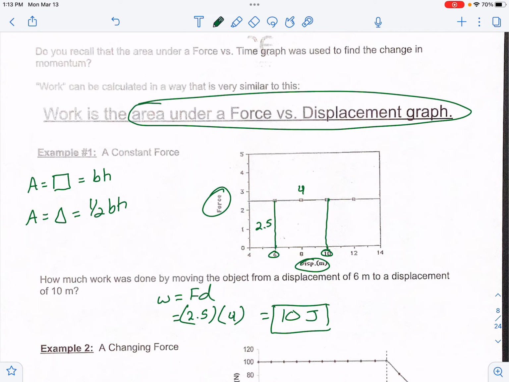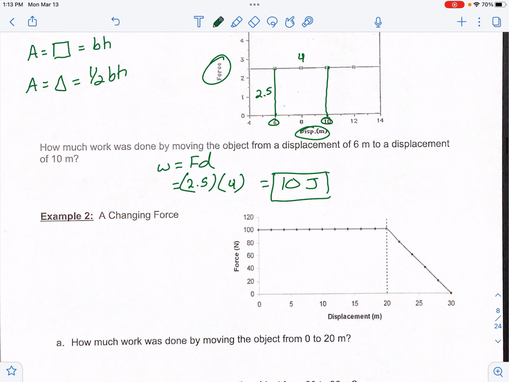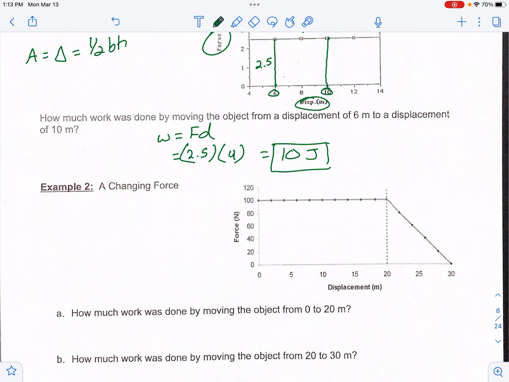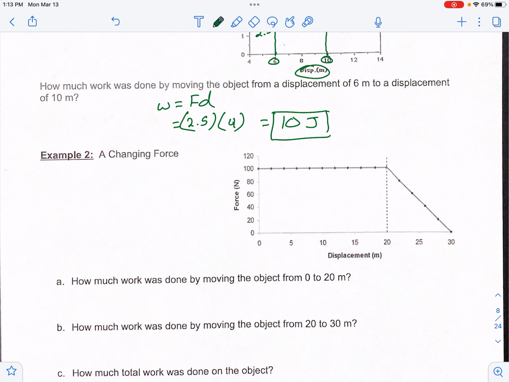And there's your answer. Okay, number 2, we have a couple shapes here. We got this rectangle and a triangle. It says how much work is being done from 0 to 20. I don't care about that triangle part right now. My height, or my y, my force, from 0 to 100, so that'd be 100. And my distance, I went from 0 to 20, so my x would be 20. Work equals force times distance, so 100 times 20 gives you 2,000 joules.